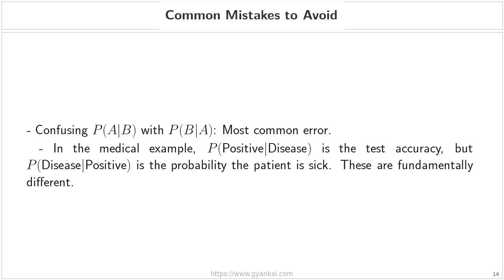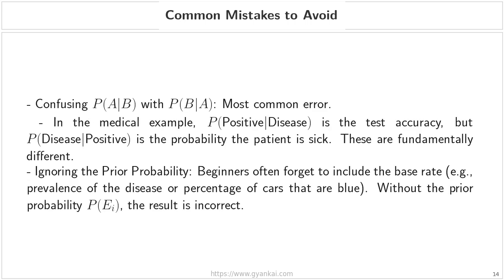Let's look back at our medical diagnostic example. The probability of a positive test result given that the person actually has the disease, which we write as P of positive given disease, is simply the accuracy of the test. However, what we are actually trying to find is the probability of the person having the disease given that they have already received a positive test result, written as P of disease given positive. One is about how good the test is, the other is about the actual health of the patient. Never swap these two.